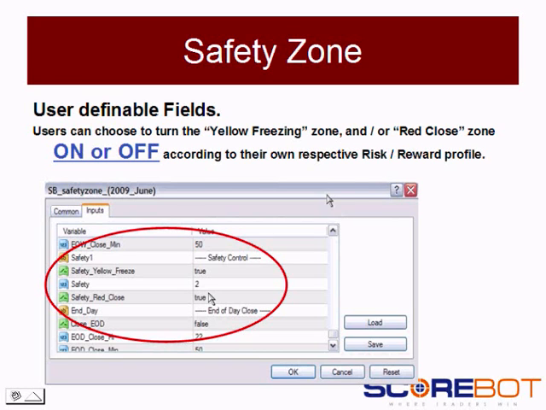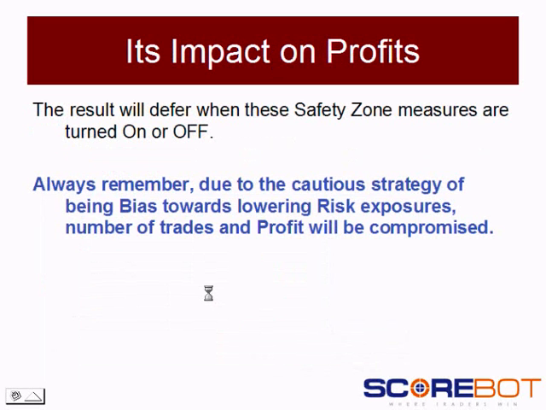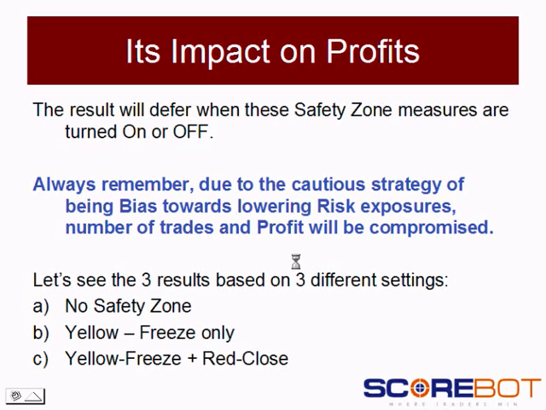Now always remember, due to the cautious nature of this particular strategy, it's called safety zone, it has a bias towards lowering your risk exposure. Therefore, if you turn this safety zone measure on, you can expect that your number of trades and your profit will be compromised.